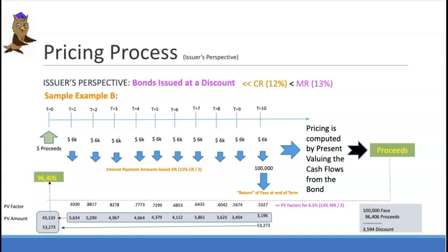The discount is the $100,000 face minus the proceeds of $96,406, or $3,594. Remember that this discount represents additional interest expense to the issuer, amortized in equal amounts over the 10 periods. In this case, we're assuming a straight line method for the amortization of the discount.